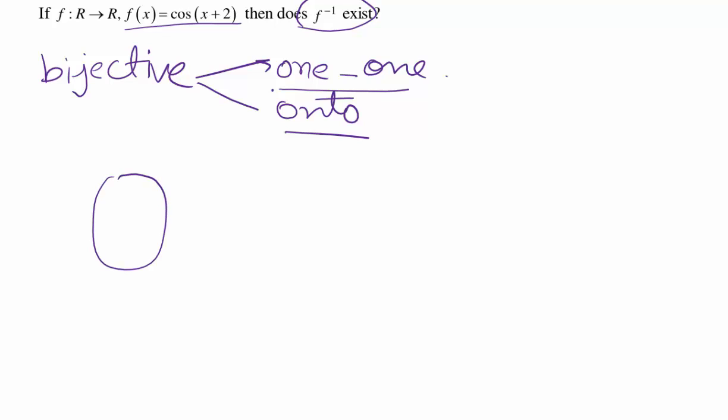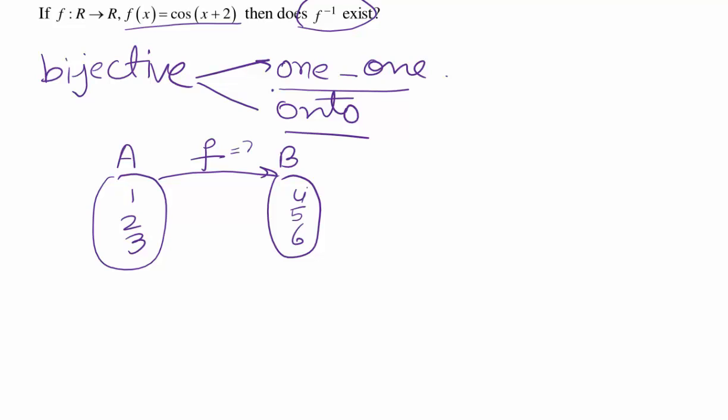This is a pictorial representation of one-one. Let's say one function is defined from set A to set B. Name that function f. We will understand the one-one function first. Let's say function f(x) = x + 3. So the image of 1 is 4, image of 2 is 5, image of 3 is 6.